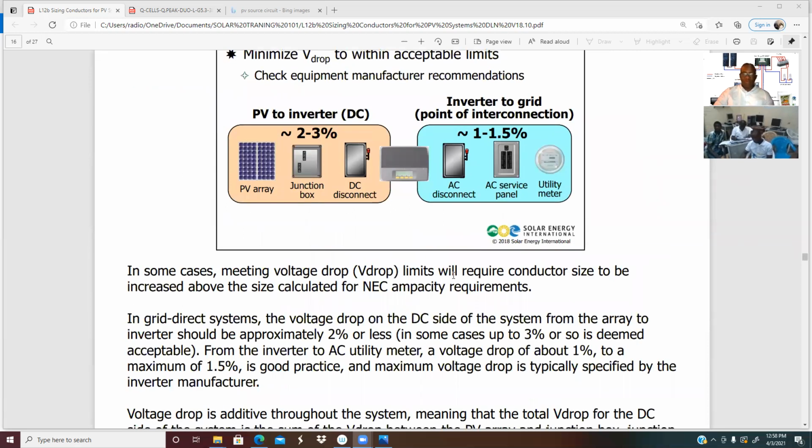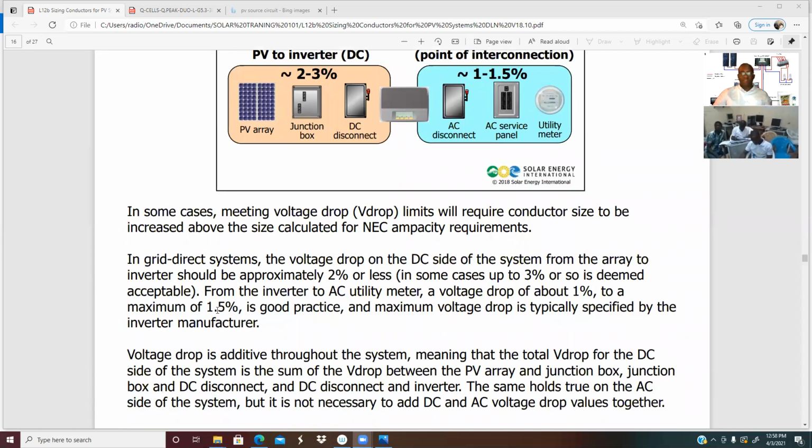In some cases, meeting the voltage drop limit will require the conductor size to be increased above the size calculated for NEC ampacity requirements. In a grid-direct system, the voltage drop on the DC side of the system from the array to the inverter should be approximately 2% or less. In some cases, up to 3% is deemed acceptable. From the inverter to the AC utility meter, a voltage drop of about 1% to a maximum of 1.5% is good practice.